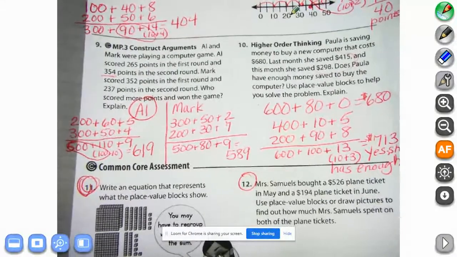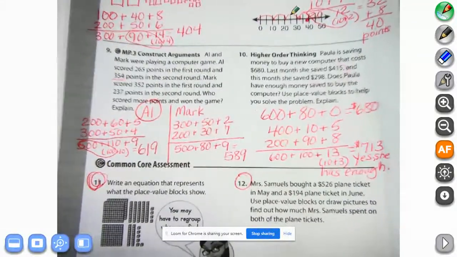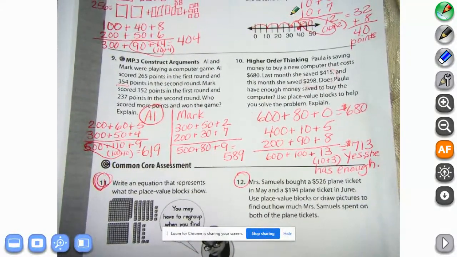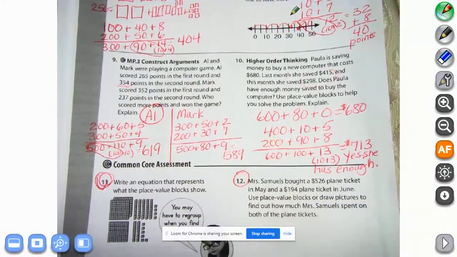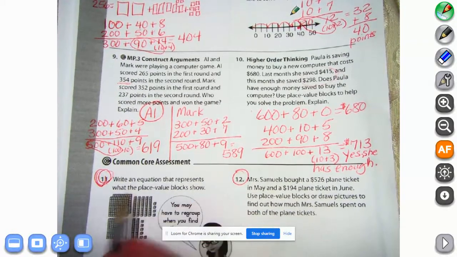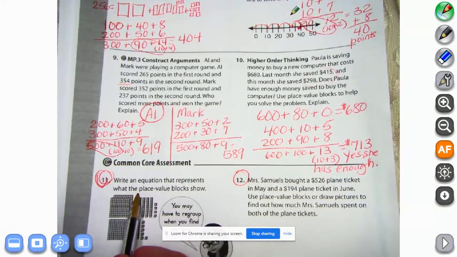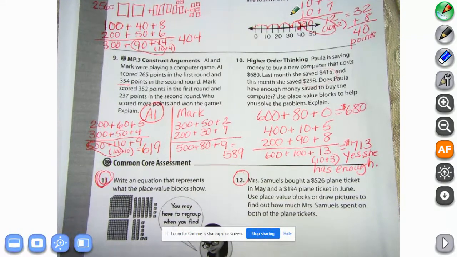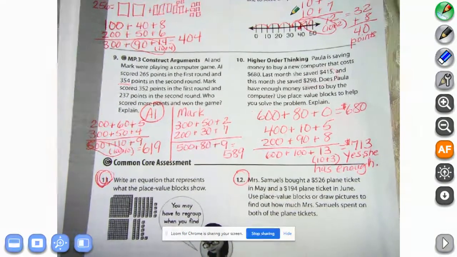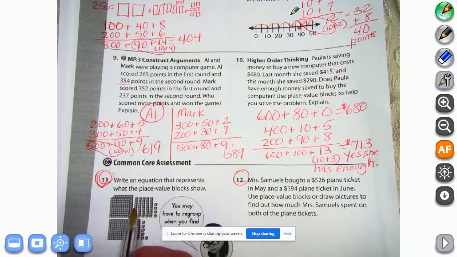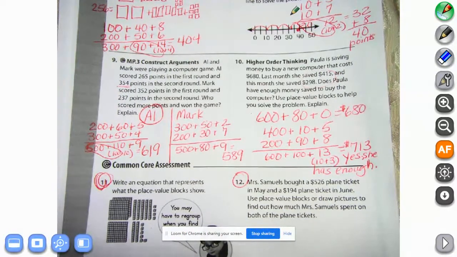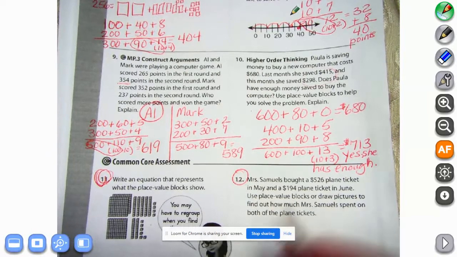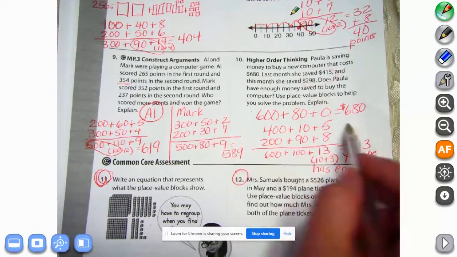So make sure you have all of this. I'm going to back this up a little bit so you can see the whole thing. Okay. And then I want you to circle number 11 and number 12, and those are ones you're going to do at home, and then we'll correct them tomorrow. So number 11 says, write an equation that represents what the place value blocks show. You may have to regroup when you find the sum. So counting your hundreds, your tens, and your ones, adding them together. She says you might have to regroup, and then it'll be the same way we've been doing all of these.